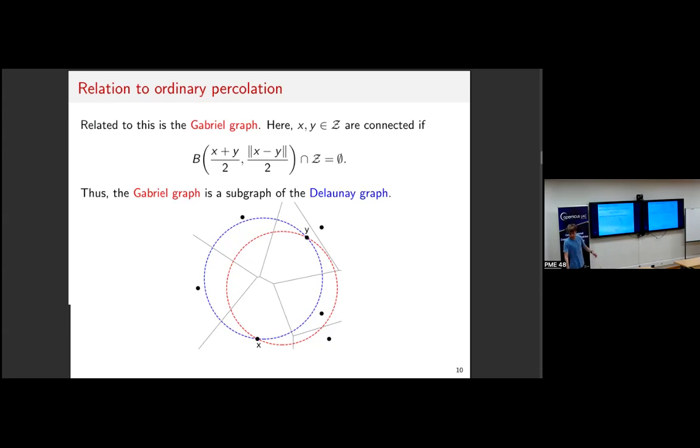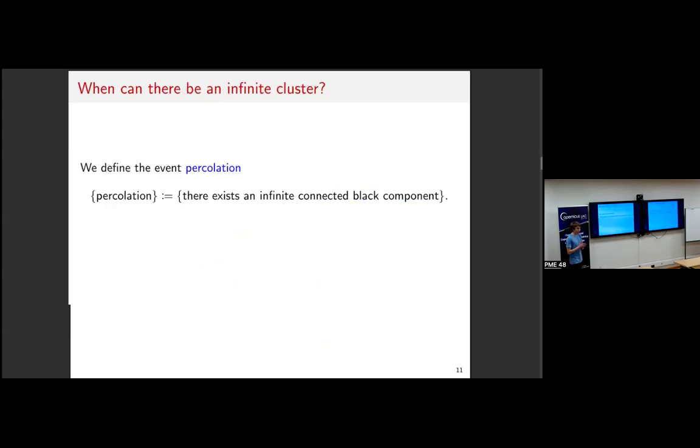All right. The main thing that we want to do in percolation theory is to say when there can exist an infinite connected black component. You can either think about having an infinite component of colored polytopes that are next to each other, those clusters, or you can think about the graph analog where you have an infinite path of black points that are all next to each other in the Delaunay or Gabriel graph.